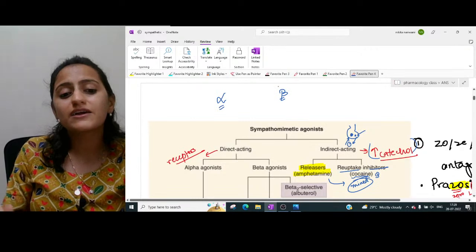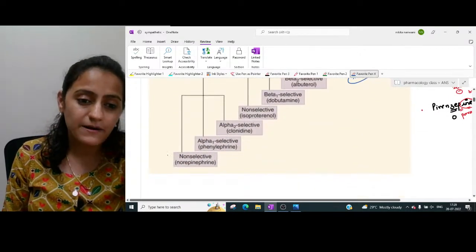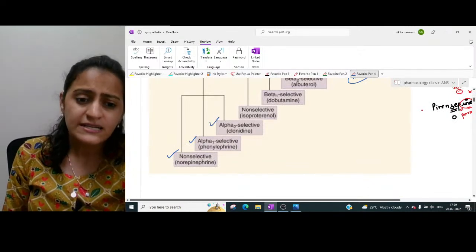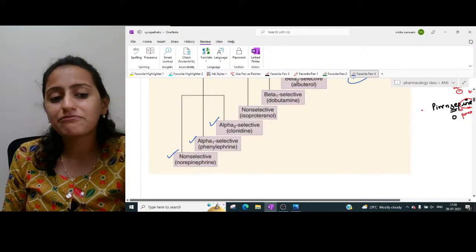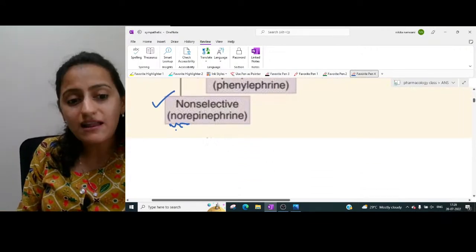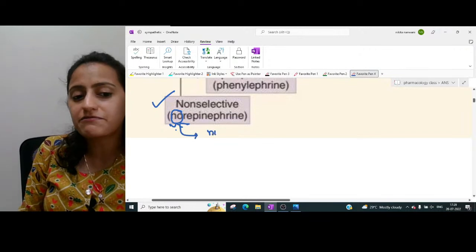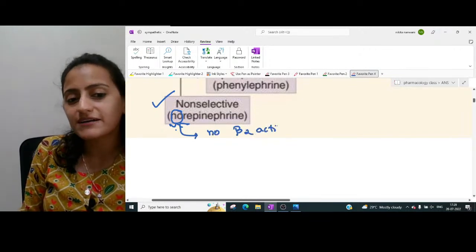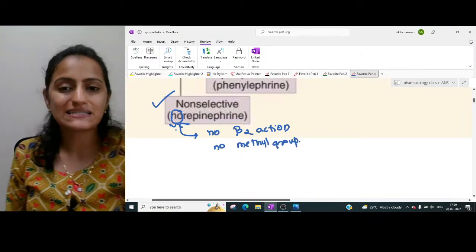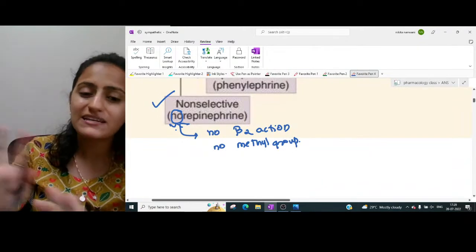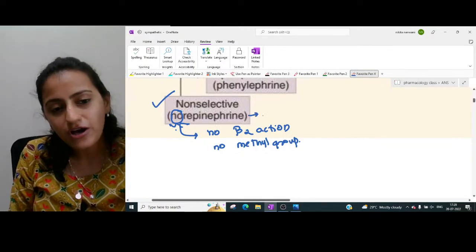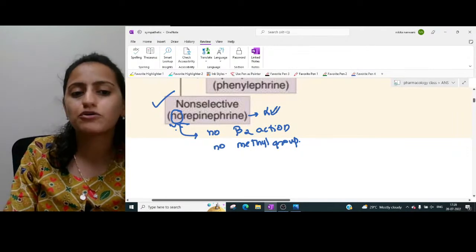So we will be seeing alpha agonist and beta agonist. Even in alpha, we have non-selective, alpha 1 selective and alpha 2 selective. So basically remember norepinephrine. We had discussed that norepinephrine is non-selective alpha because it has no beta 2 action. It has no methyl group as compared to epinephrine. Epinephrine, E for everything, acts on all the receptors, alpha also and beta also. That is why we are including norepinephrine in the alpha agonists only.